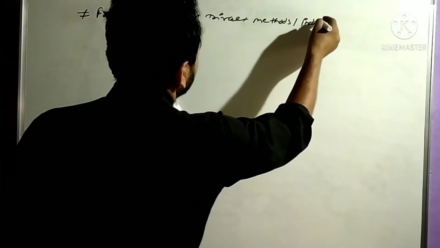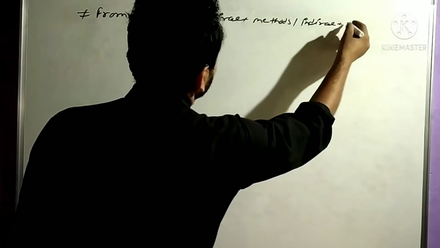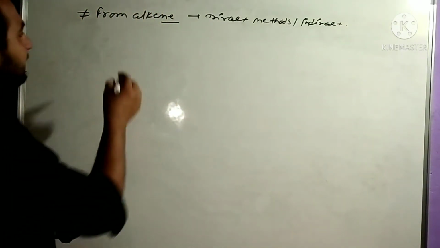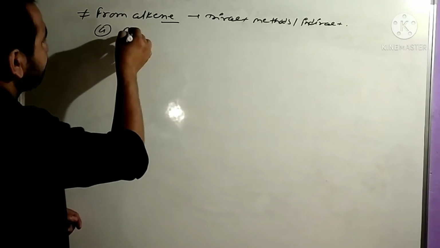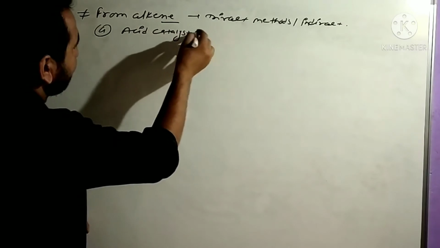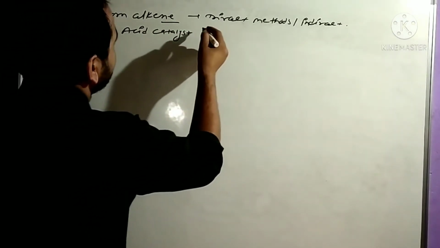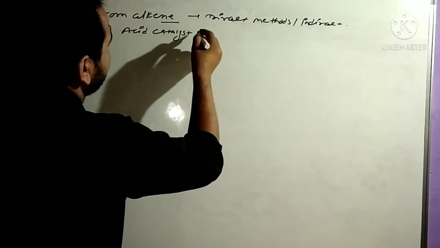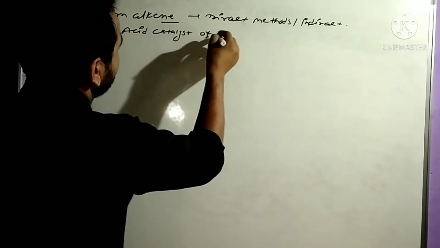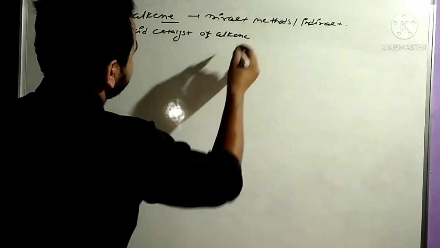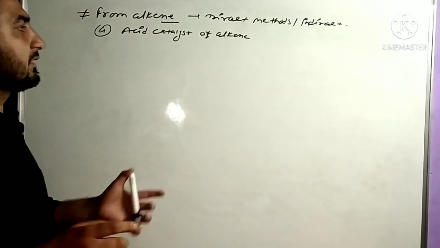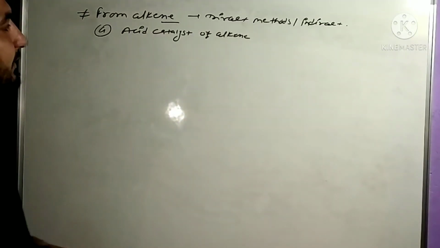And indirect method. Indirect method. Clear? So first of all, we did a reaction with acid catalyzed dehydration of alkene. Ye acid catalyzed dehydration of alkene. Theek hai, jaisa aap padhna chahen to simply the acid catalyzed dehydration of alkene.